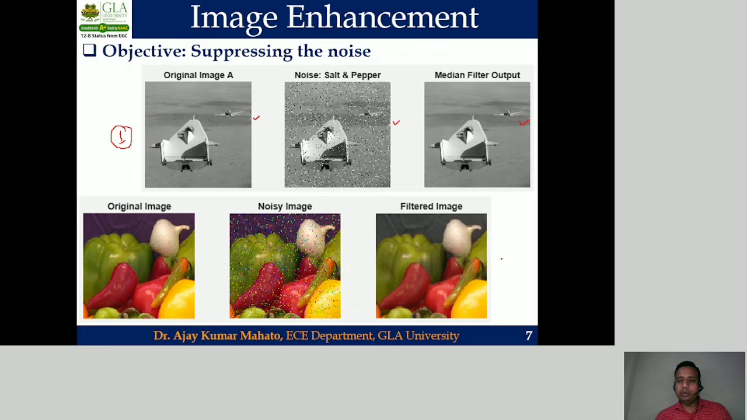In example 2, I have used an RGB color image. So in the RGB color image, first I added the salt and pepper noise, and in order to remove the salt and pepper noise from this noisy image, I have applied the median filter, and as a result I obtain an output image which is free from salt and pepper noise. This project work I also made in MATLAB.